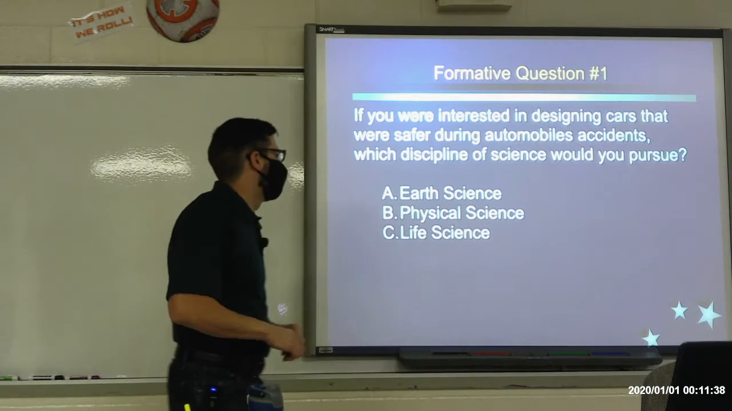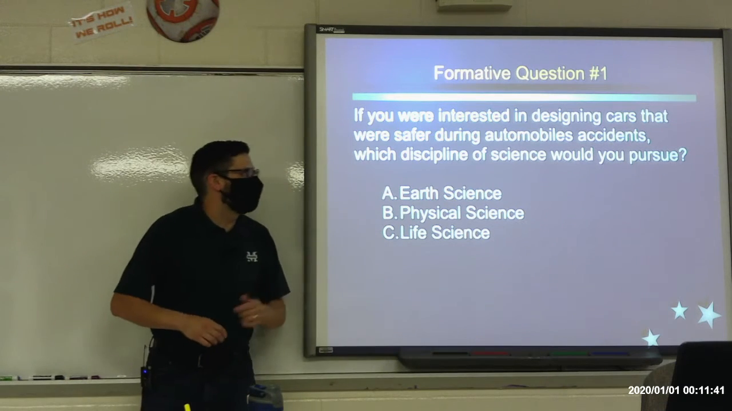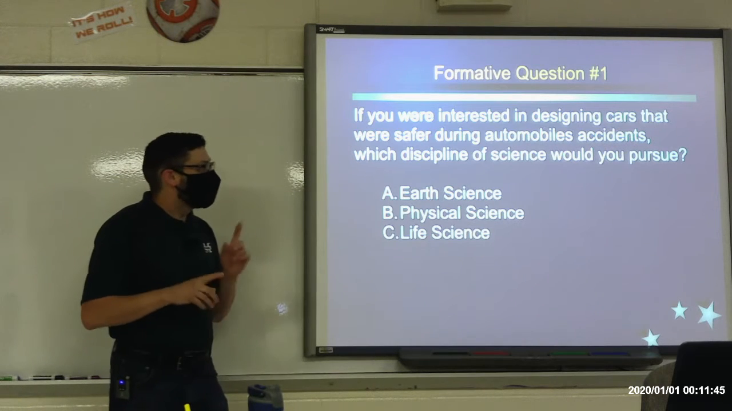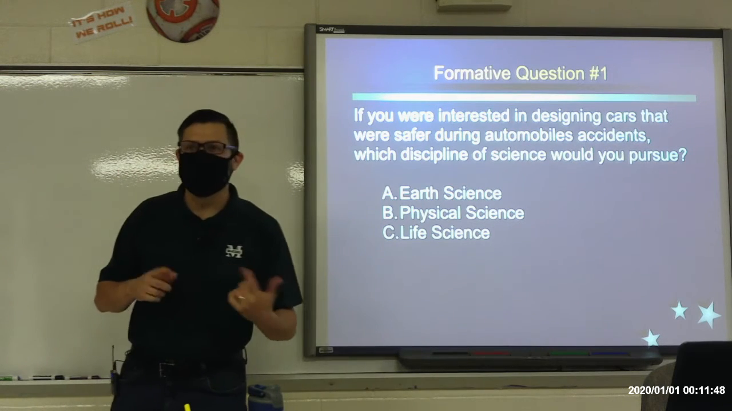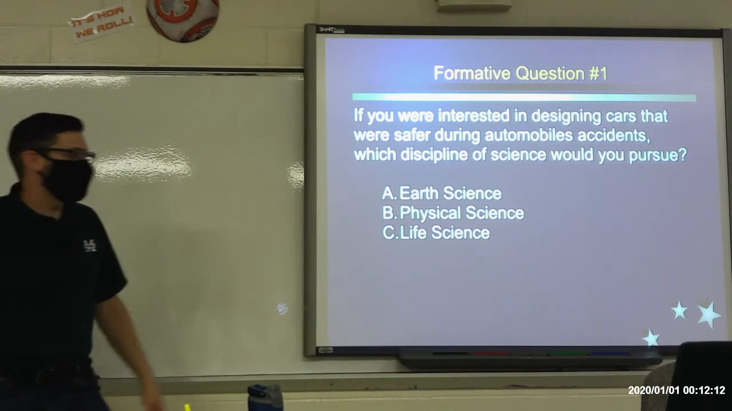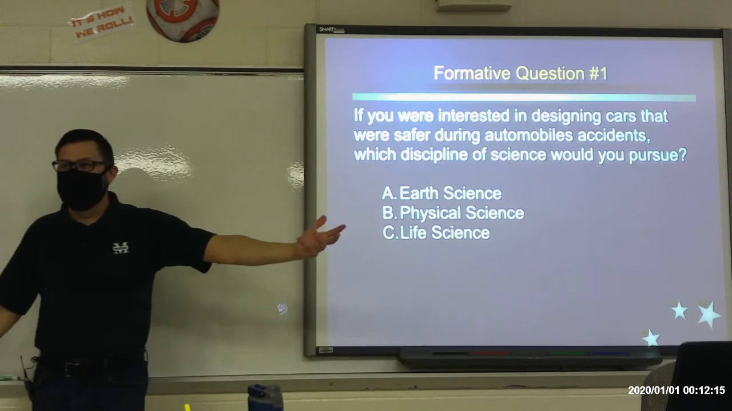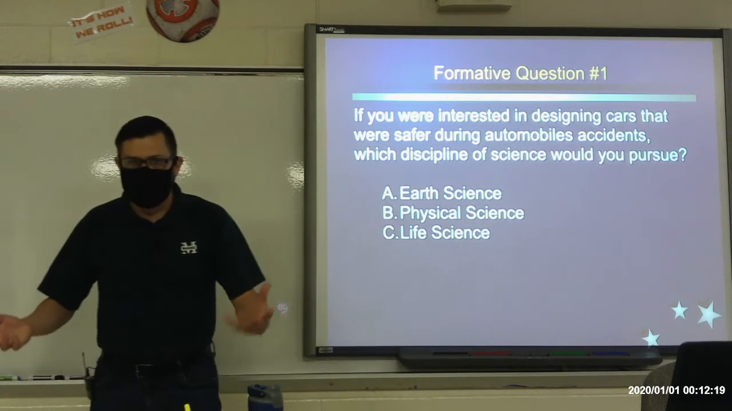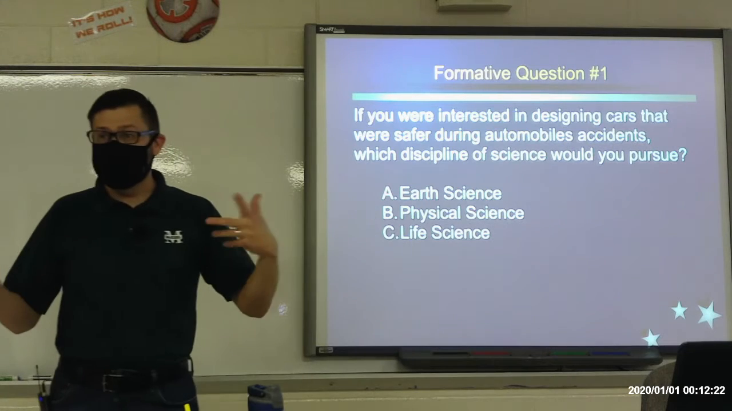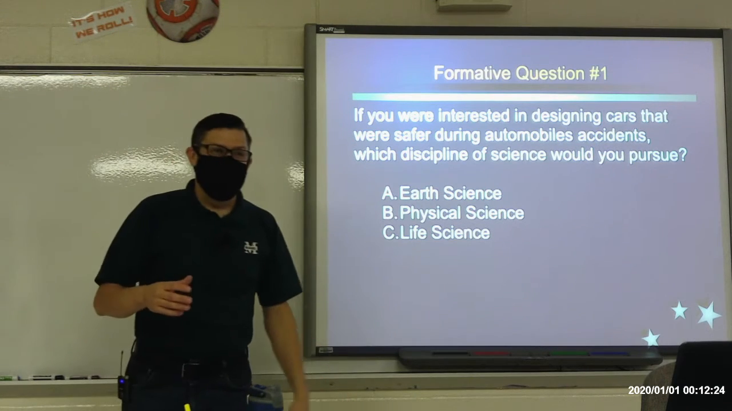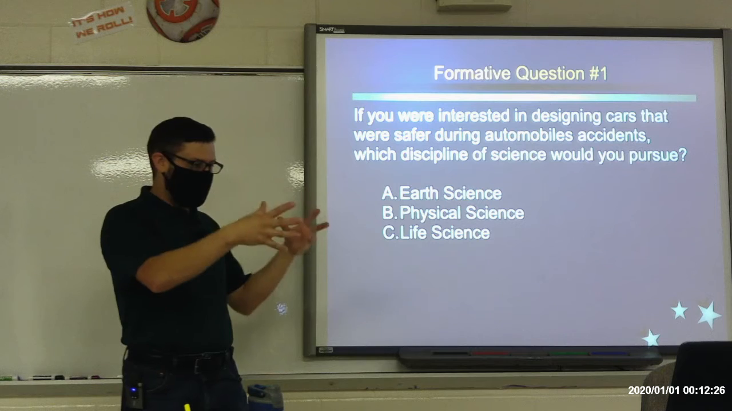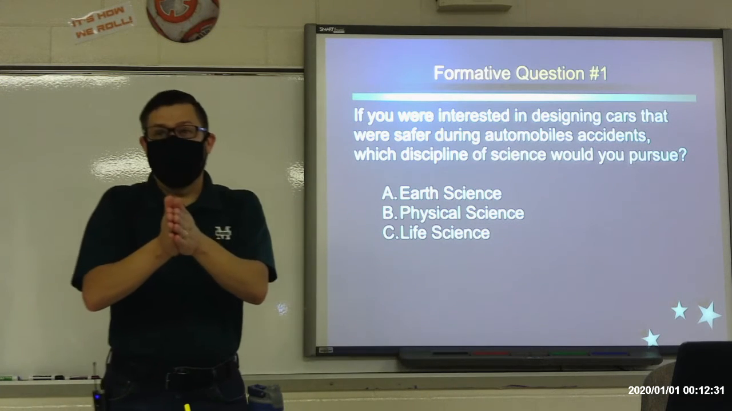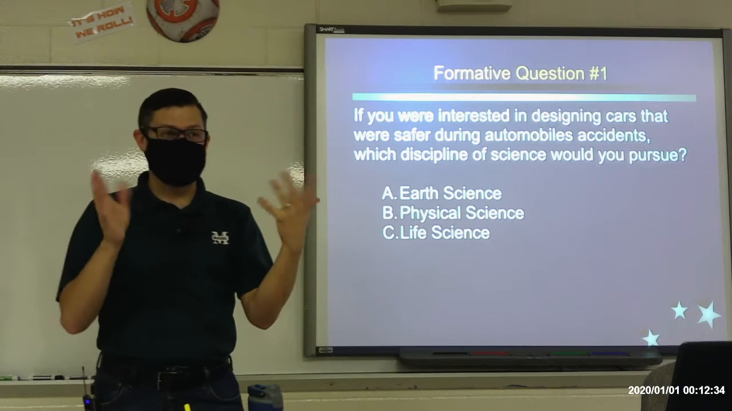So the first question: if you were interested in designing cars that are safer during automobile accidents, which discipline of science would you be pursuing? B is the correct answer, physical science, because think about what's involved here. Cars are made out of matter. To make the car move, you need energy. But more importantly, if that car gets into an accident, all that matter and all that energy comes to a sudden stop.